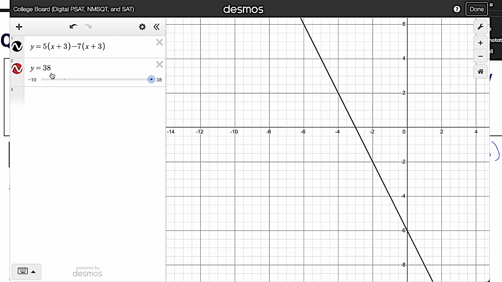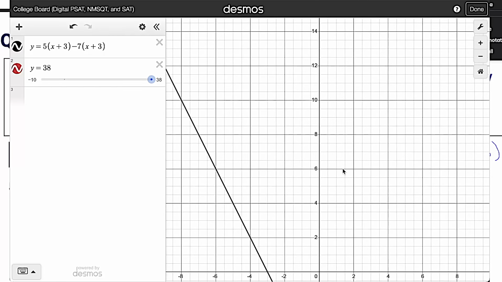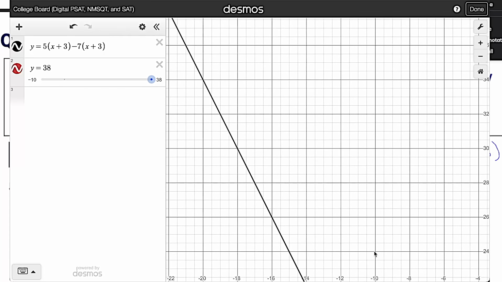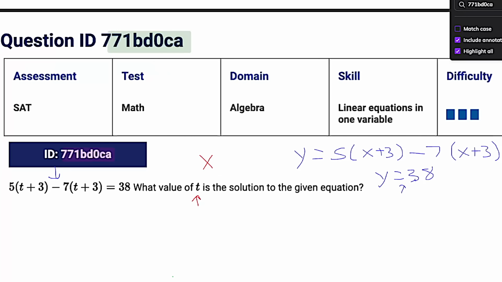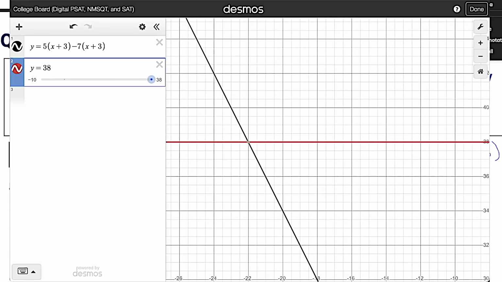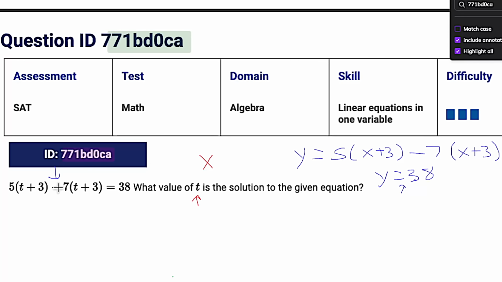And you can see now it's giving us an option to change y if we wanted to, which is kind of fun. Anyway, we know y equals 38, so we'll jump up to 38, and we'll see that line there. And then our solution is negative 22, 38. What was it asking again? The value of t. Remember, t was x, so if x was negative 22, that means t is negative 22. So our answer is negative 22.